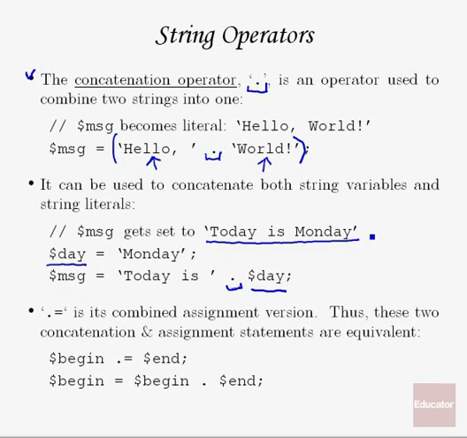Now, just like the arithmetic operators, there's a combined assignment version for this one too, and that is this here, the dot equals. And basically, it's just like how the arithmetic ones work, in that if we have begin dot equals end, that's saying take the variable begin, concatenate it with end, the operand on this side of the operator, and then assign that back into begin.